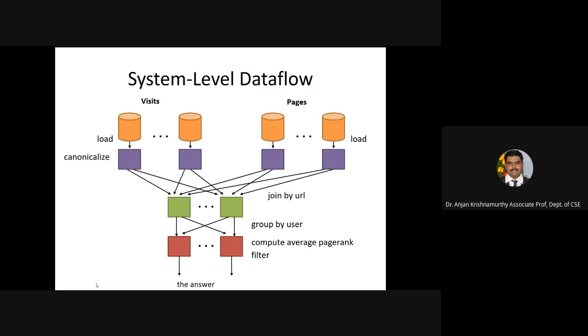When you talk about the system level data flow, it is something like this. The visits are stored in a database, and the pages are also stored in a database. They are first canonicalized. The meaning of canonicalized is that they are streamed into separate lines where URLs are visibly seen. Then a merger happens between the left-hand side, which talks about visits, and the right-hand side, which talks about pages, using a join by URL query. And the remaining task will remain the same as what we have seen in our conceptual data flow systems.